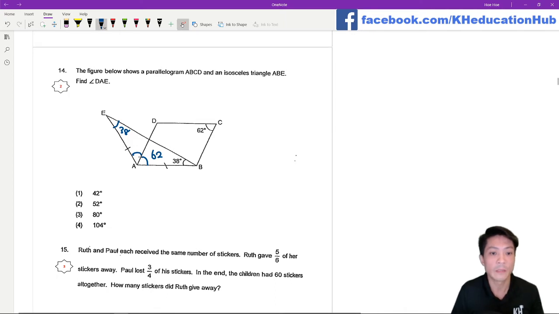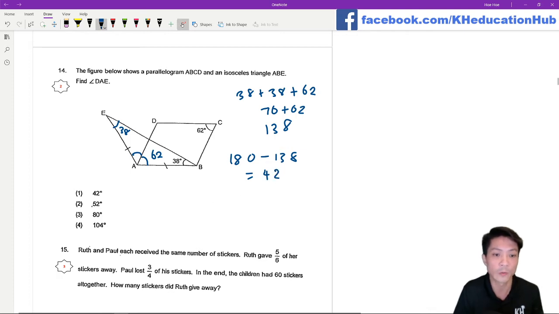So to find the missing angle, we just need to use 180 minus everything, right? So we're going to add them together first: 38 plus 38 plus 62. It's going to give me 76 plus 62, which will give me 138. Then after that I'm going to use 180 minus 138, which is going to give me 42. Answer is number 1.